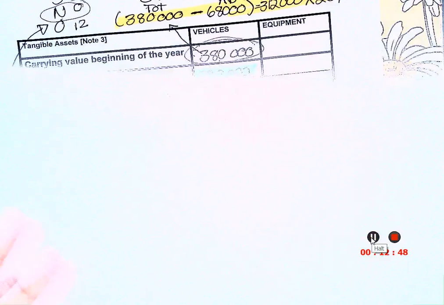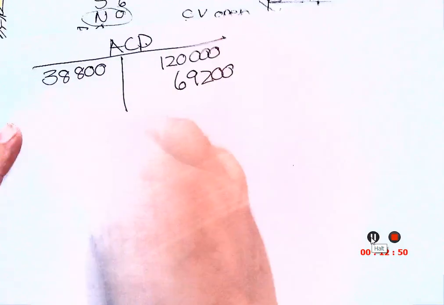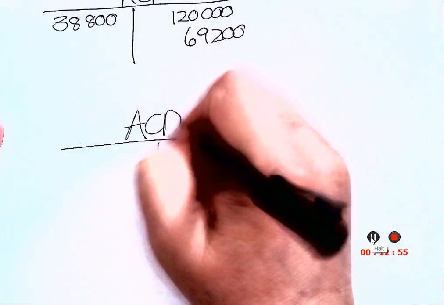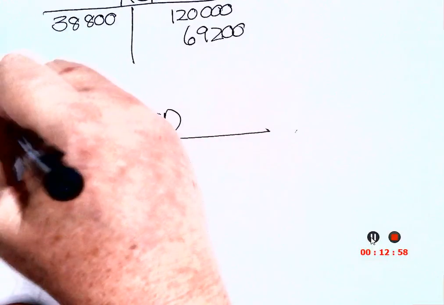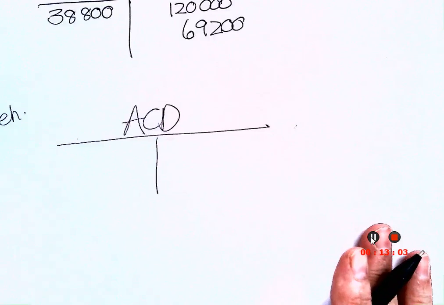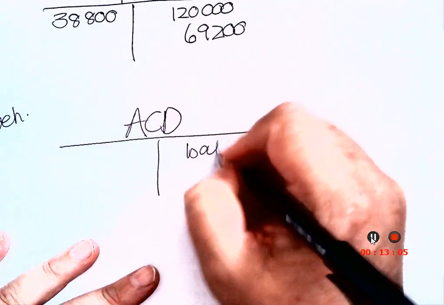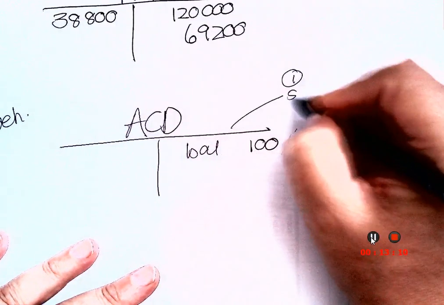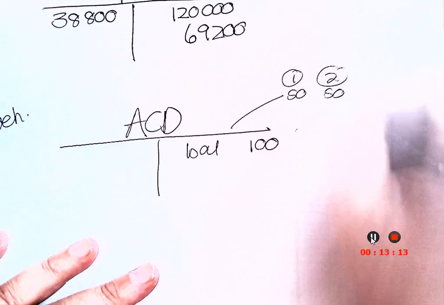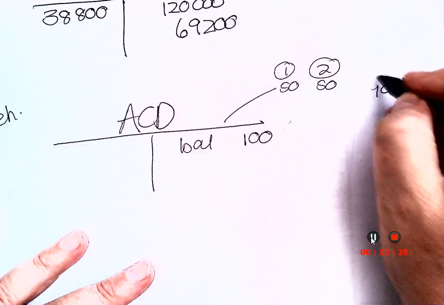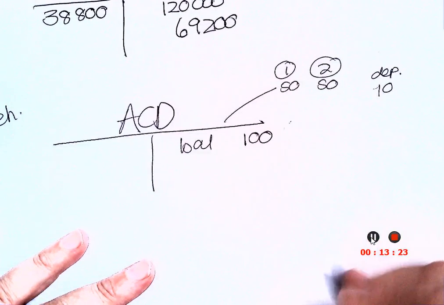Let's work on a simple example. I'm not going to use these big figures. Okay? So, I've got accumulated depreciation. Let's say I had 2 vehicles, and they are exactly the same. I had a balance here of 100 Rand, meaning vehicle 1 had accumulated and vehicle 2 had accumulated. Right. Let's say I depreciate every year 10 Rand. That's my depreciation every year per vehicle.